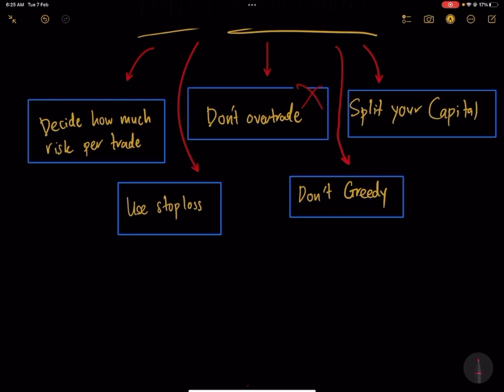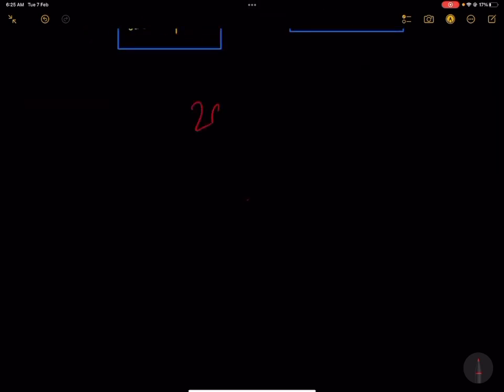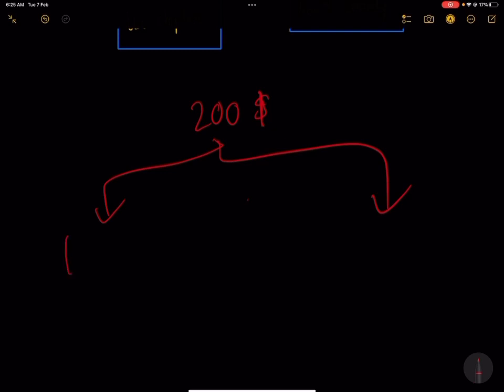Next is split your capital. What is split your capital? This is the real money management. Let's say you have $200. What you need to do is split it into accounts. Don't risk it in one basket. Try to do this.